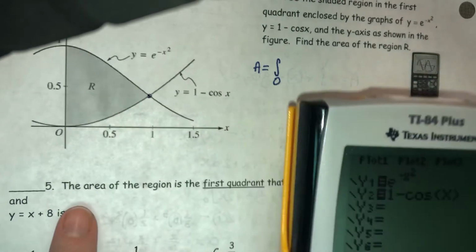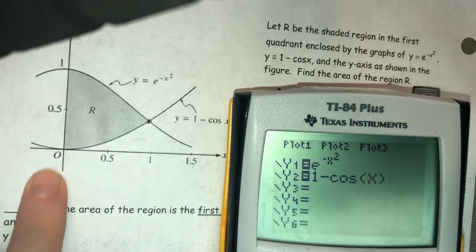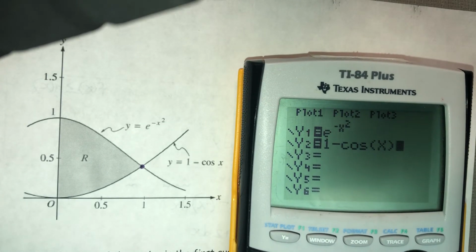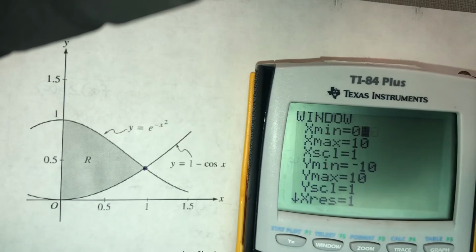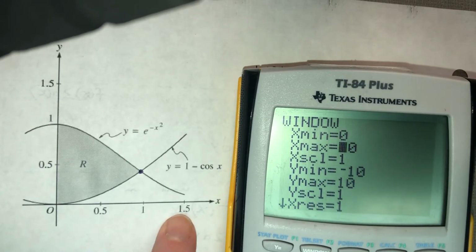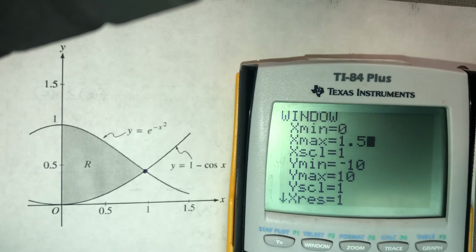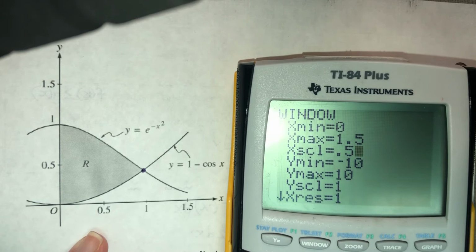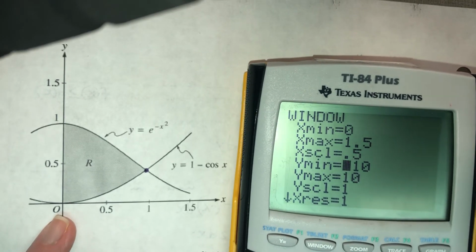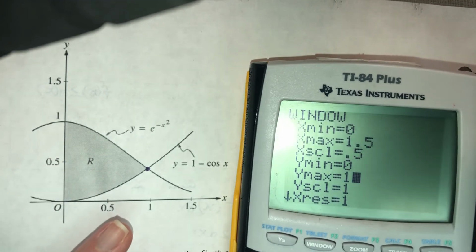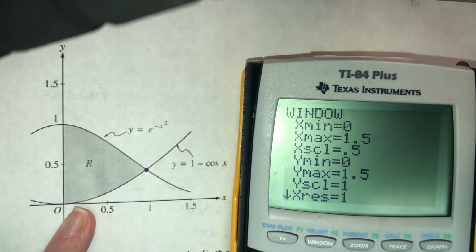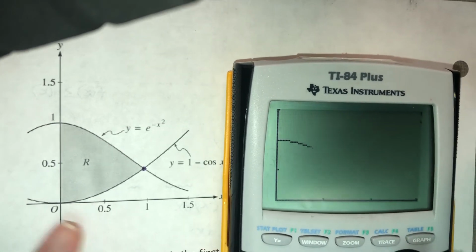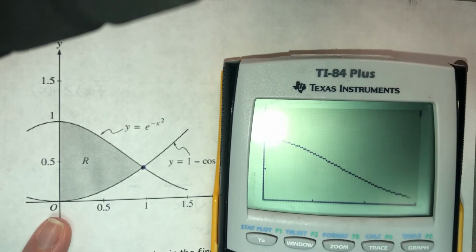And I want to make my window match what they have here on the graph shown. So I'm going to go window, x min 0, x max 1.5, that's a very small region, and then they're counting by 0.5s along the x-axis. The y min is also 0, the y max is also 1.5, and they are also counting by 0.5s here as well. So now I'm going to hit graph, and hopefully this graph looks a lot like the one you see on the paper.